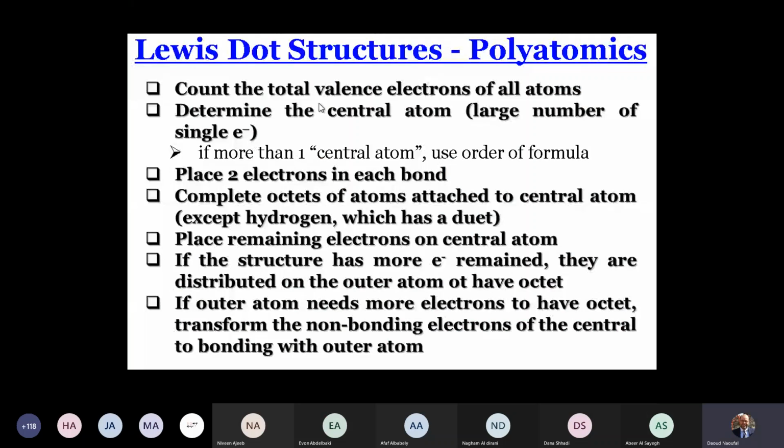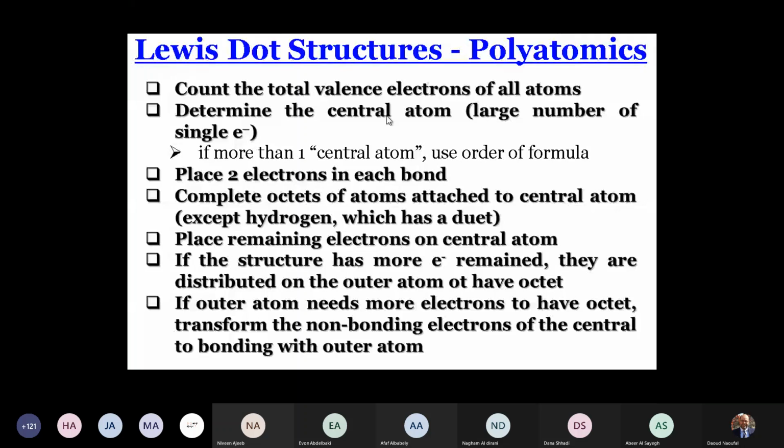So for the Lewis dot structure, we have several rules to follow. First of all, we have to count the total valence electrons of all atoms. Second, we determine the central atom, which is in general the atom with the largest number of single electrons. In case we have two atoms with the same number of single electrons, we choose as central the least electronegative. Then, after choosing the central atom and the outer atoms, we join the atoms by at least 2 electrons. So we make one bond between each 2 atoms.